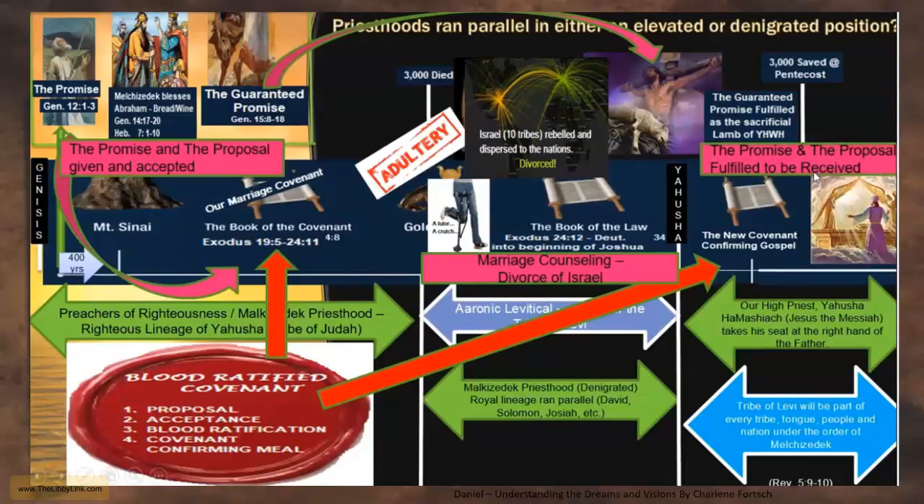So then, of course, Yahushua came to bring us the new blood-ratified covenant, which through the new covenant confirming gospel, he chose to lay down his life and take it back up again instead of wiping all of them out after the sin of the golden calf, because that guaranteed promise back in Genesis 15 required that if that covenant was going to be broken, now because of the guarantee, someone would have to die.